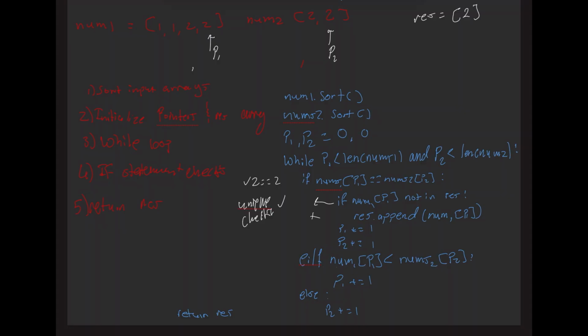Else, this value is less than nums of P2. It's not. They're both equal. But, hey, we have our else condition here. So we're going to tell the P2 to increment to here, and it breaks this guy, and that's when the algorithm ends. So I hope this was helpful.